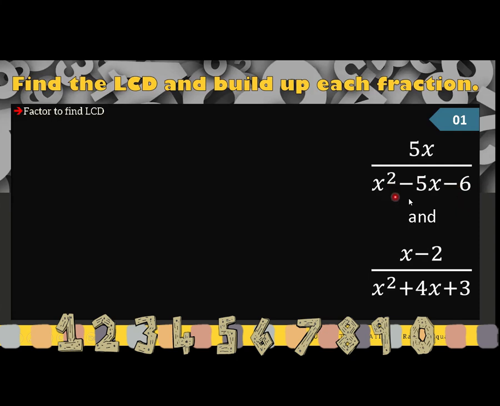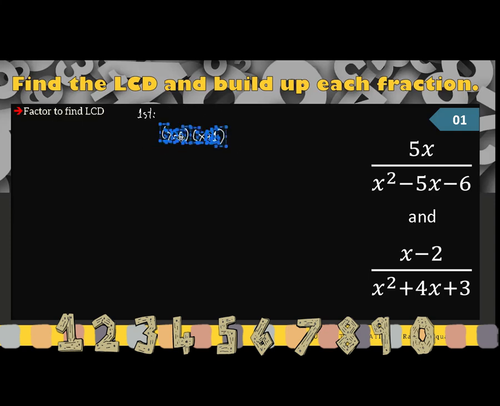Now, to factor the first rational expression here, we have to look at the factors of negative 6 that will give a sum which is negative 5. In this case, we will have the two factors, negative 6 and positive 1, since they will give a product which is negative 6. And adding these two will give a sum which is negative 5. Now, the two factors here will be written as x minus 6, and the second factor will be x plus 1.